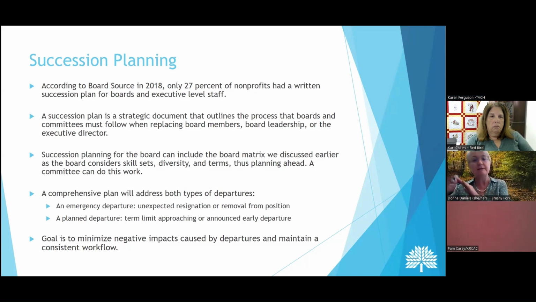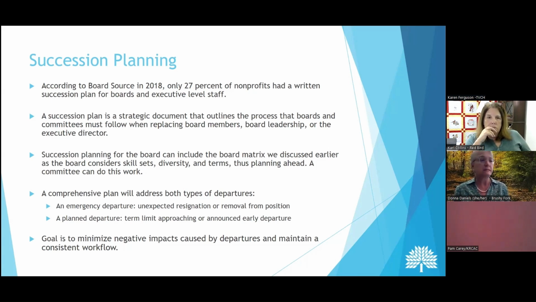But again, even outside term limits, if you have some sort of process in your board manual, then you can help manage that. So that's just a word about inactive members or members that are not being responsible. A comprehensive plan will address both types of departures around an organization, whether there's an emergency departure, an unexpected resignation from the board or from an executive level staff member, or somebody that has to be removed from a position suddenly.